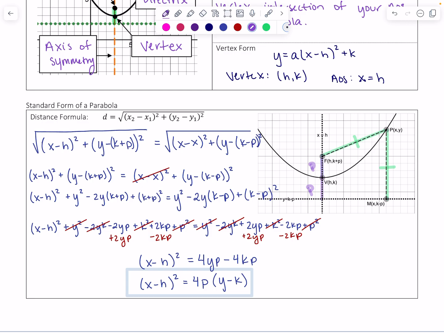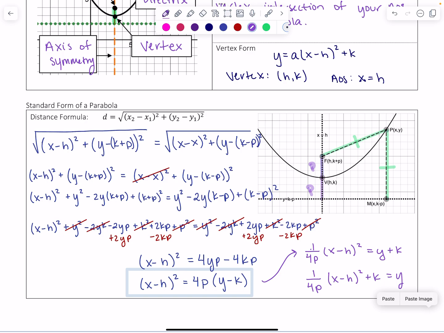If you want to change it over, let's manipulate this a little bit. I'm actually going to solve for y. So we're going to divide by 4p. We're going to have 1 over 4p times (x - h)^2 is equal to y - k. And then we're going to add k. So y = (1/4p)(x - h)^2 + k.